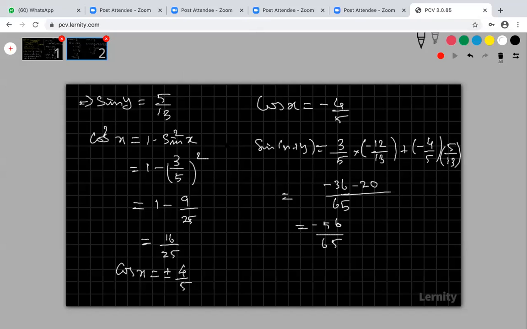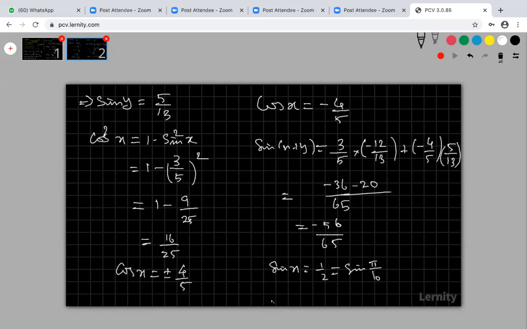Yes. We can find that x value from sin x equal to 3 by 5. Look at that. If my sin x is equal to 1 by 2, I know that it is pi by 6.